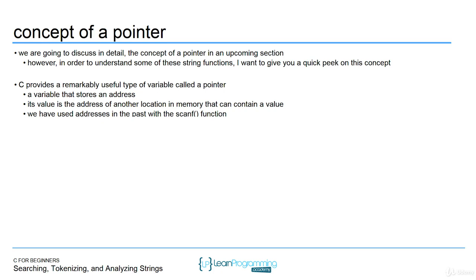But what a pointer is, it's very useful, and what it is, it's a variable that stores an address. An address, remember, is something in memory. It's usually hexadecimal. So the value is in the address at another location in memory. The pointer just points to an address. That address contains a value. And we've actually used addresses in the past with the scanf function. Remember that ampersand symbol that we've used? That's the address-of operator.